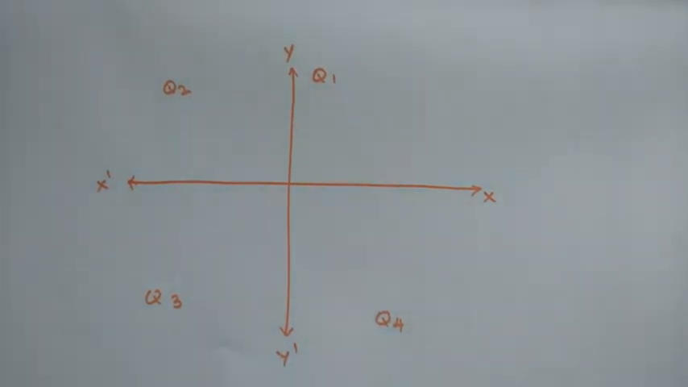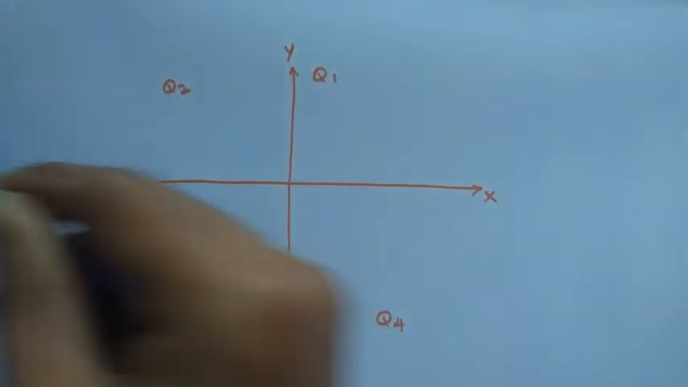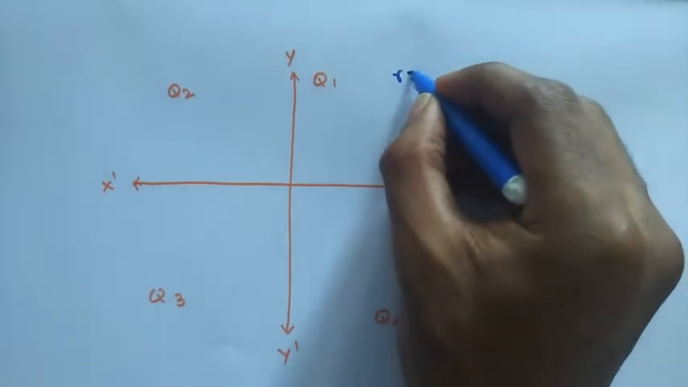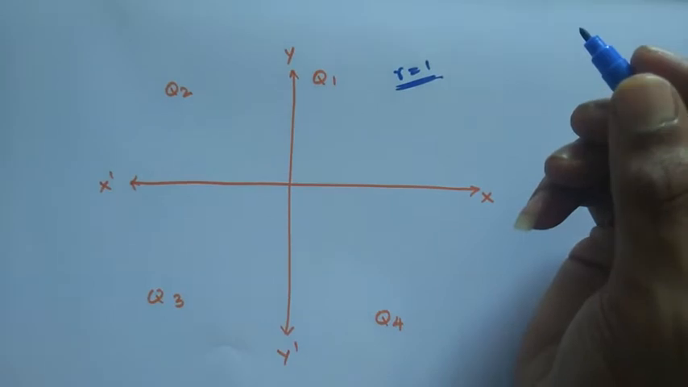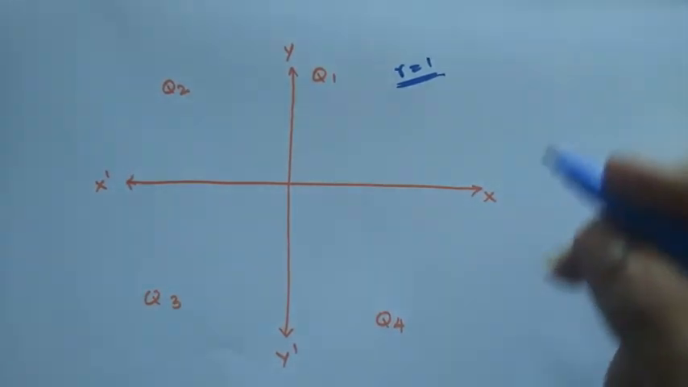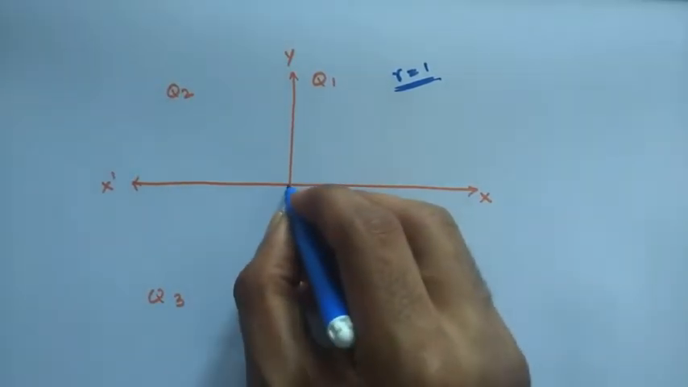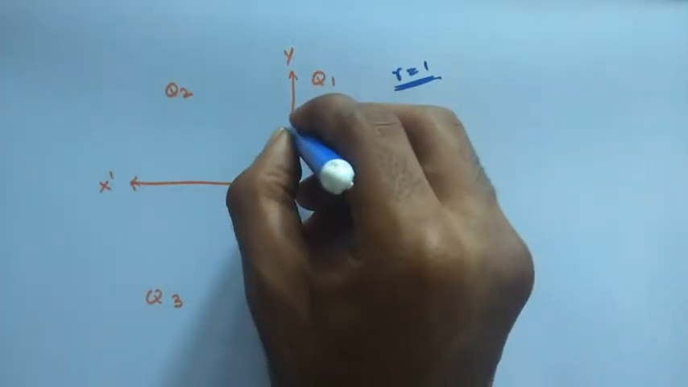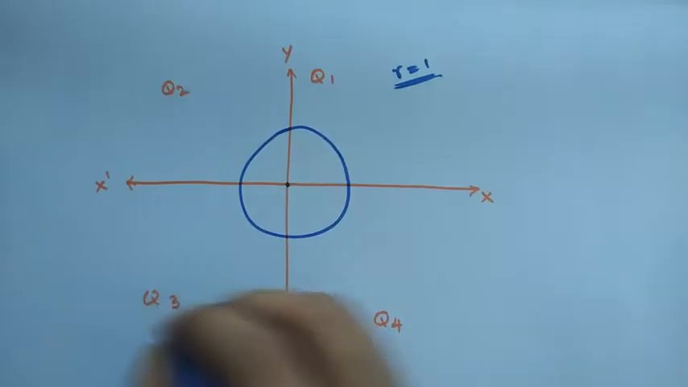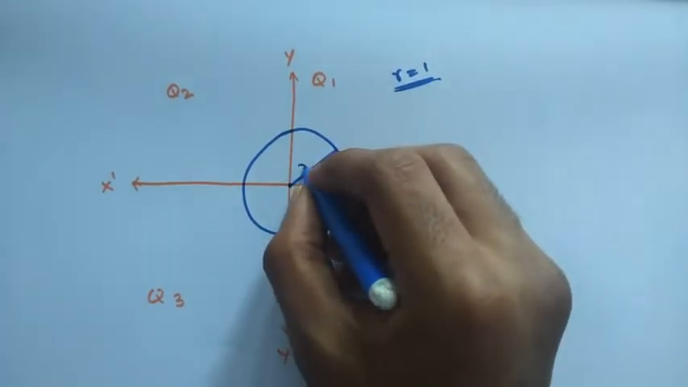Now let me consider a unit circle. A unit circle is nothing but a circle with radius 1 unit. So if we draw a circle with radius 1 unit, then it is known as a unit circle. I am drawing a circle with radius 1 unit with center at origin. So I am taking this center as origin. Now I am drawing a circle. So this radius is equal to 1.